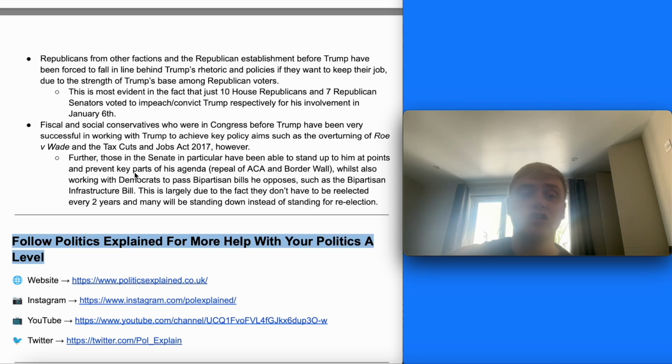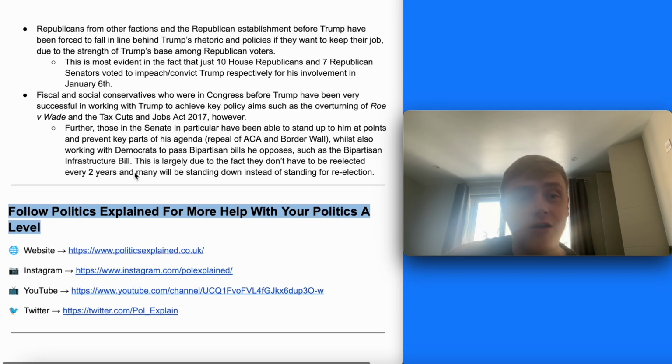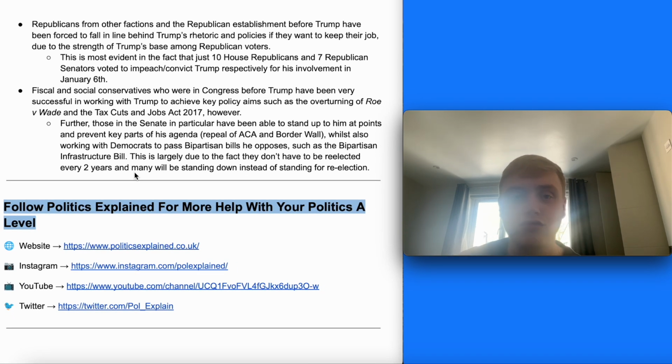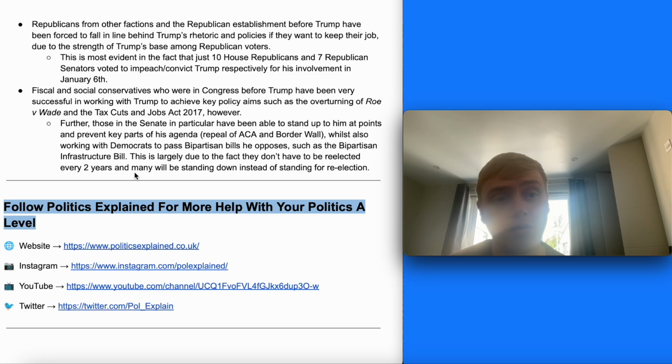Republicans from other factions in the Republican establishment before Trump have been forced to fall in line behind Trump's rhetoric and policies if they want to keep their job, due to the strength of Trump's base among Republican voters. This is most evident in the fact that just 10 House Republicans and 7 senators voted to impeach or convict Trump, respectively, for his involvement in January 6th, despite clear evidence for his impeachment.